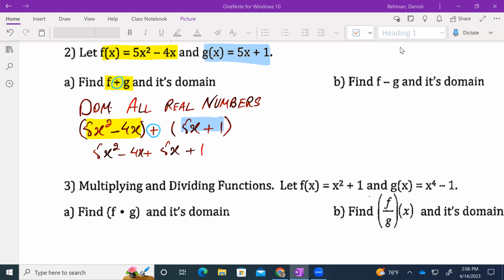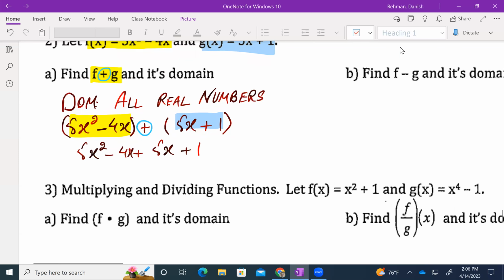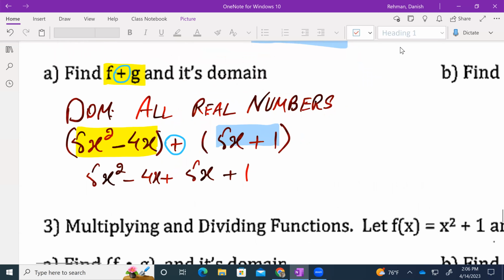What two terms do you think are alike here? What two terms are alike here? 5x and the 4x. Let me write down this 4x again. It looked really small. So 4x and 5x are alike. Don't think that the 5x squared and 5x are alike.